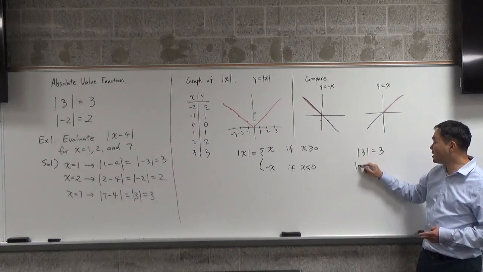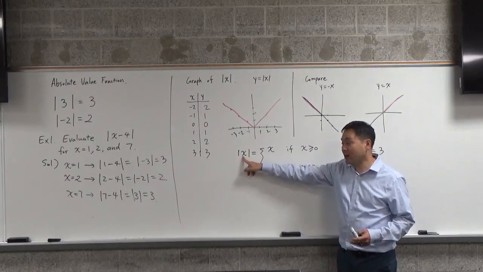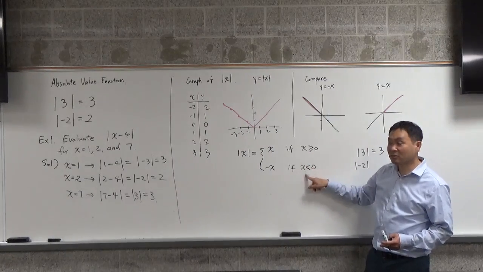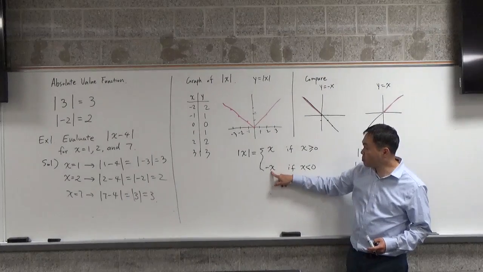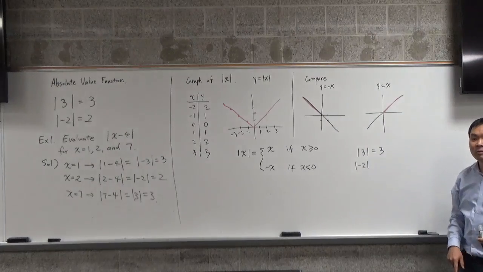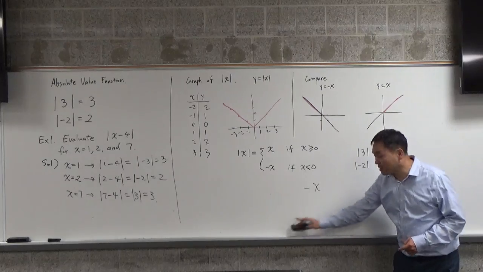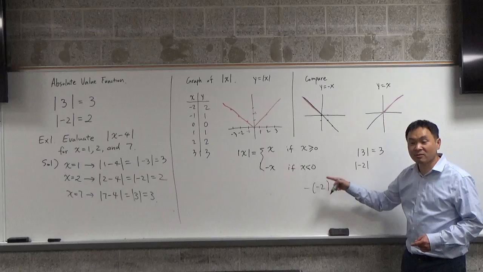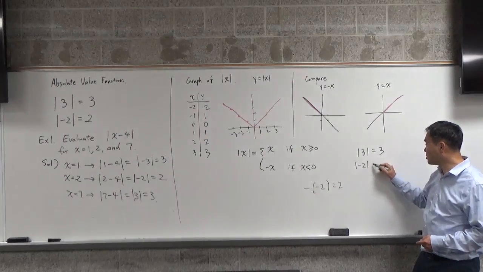What if you plug in negative 2? This time, negative 2 is plugged into x. Now, is negative 2 greater than 0 or less than 0? It's less than 0, therefore you have to plug it in here. What do you get if you plug in negative 2 into negative x? It will be positive 2, because here's x and you're replacing x by negative 2, and negative of negative 2 gives you positive 2. Isn't that right? Yeah, so it's positive 2.